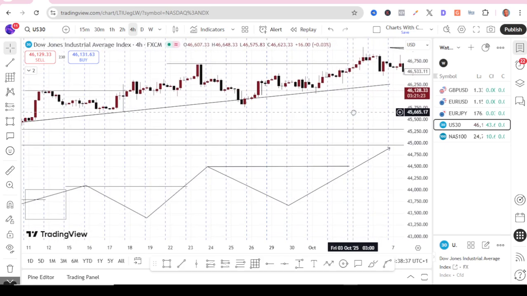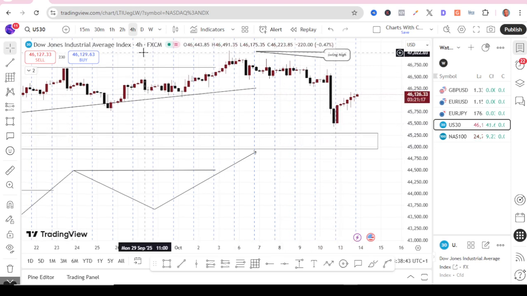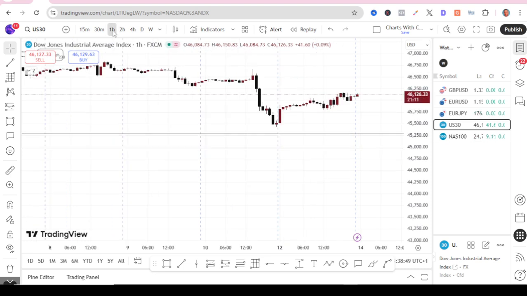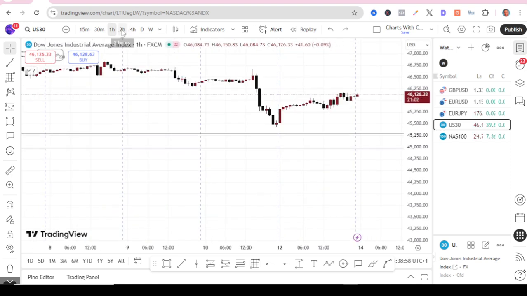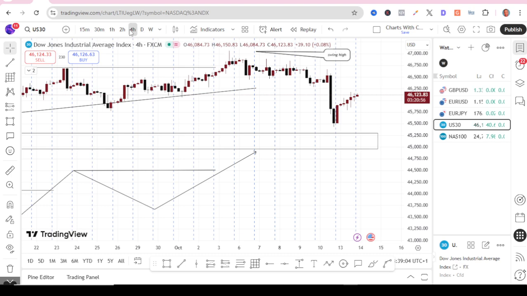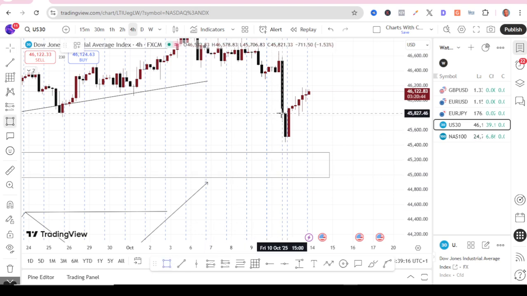For the 4-hour time frame, you notice this didn't get to this other block. Let's check the 2-hour time frame. Same thing. The 1-hour time frame, same thing. Okay, so basically I'm expecting two things to happen. From the 4-hour time frame, you notice we mitigated this order block.